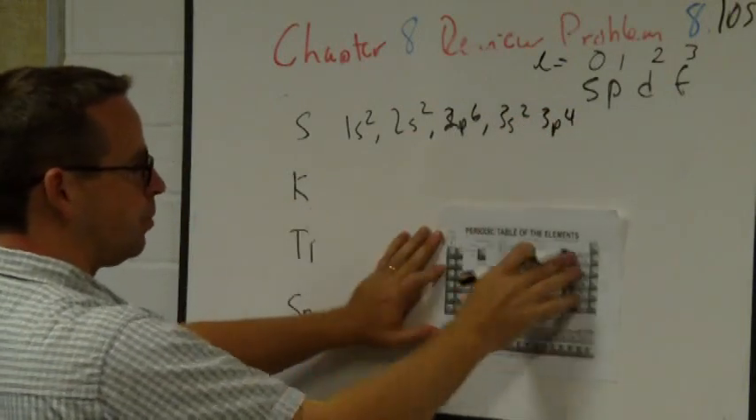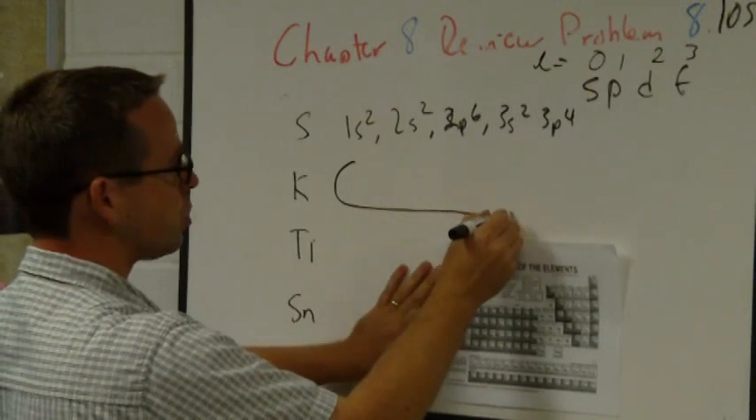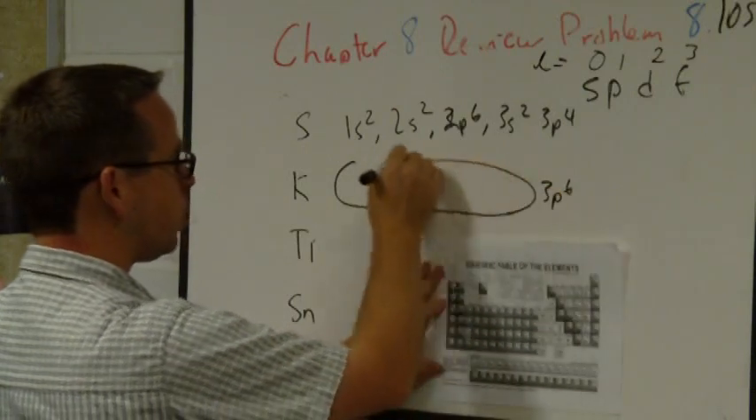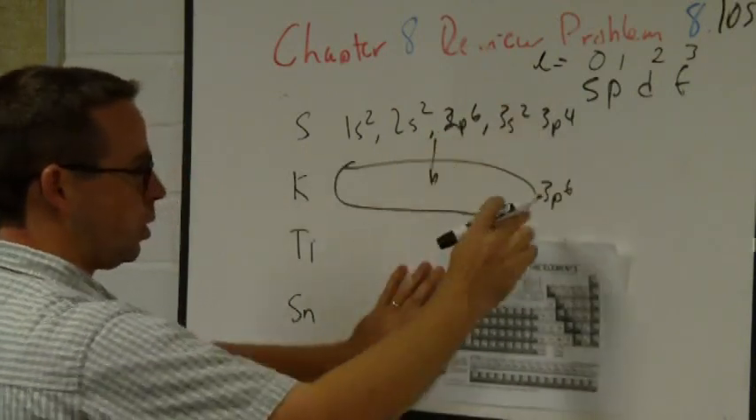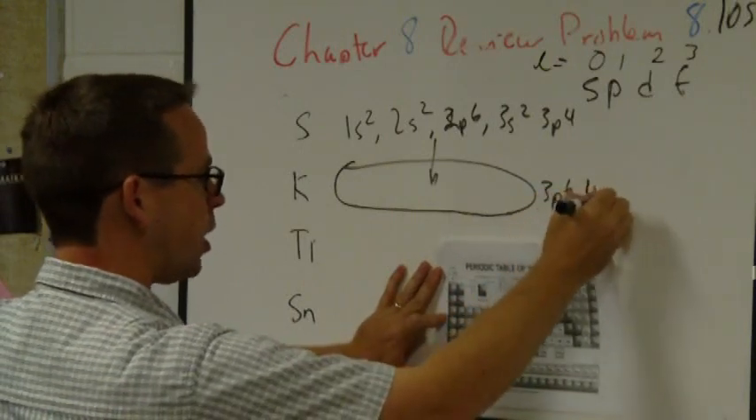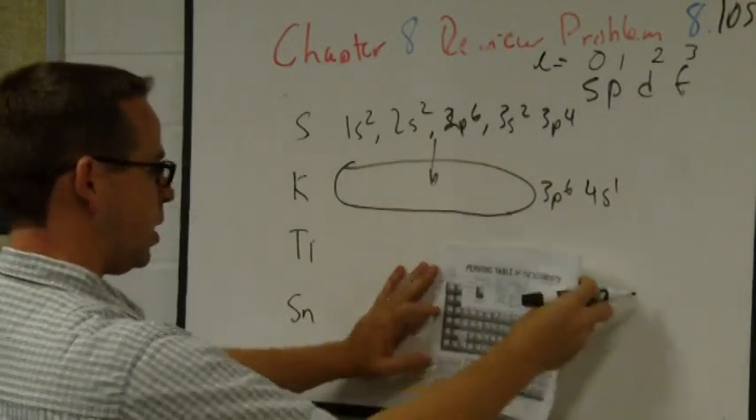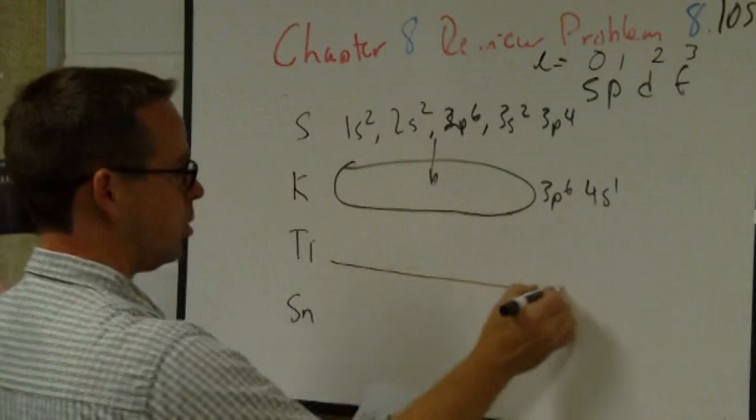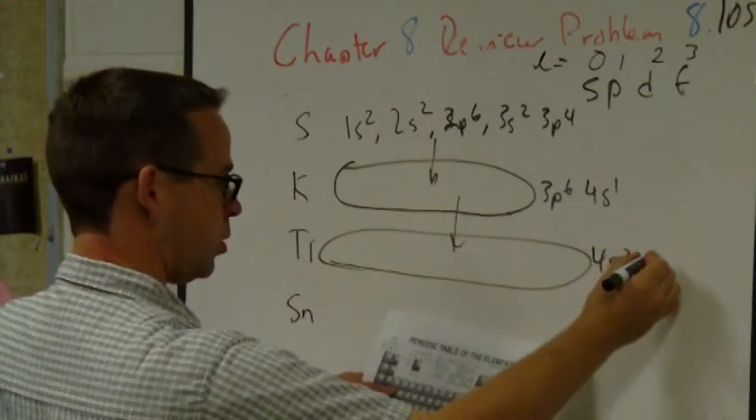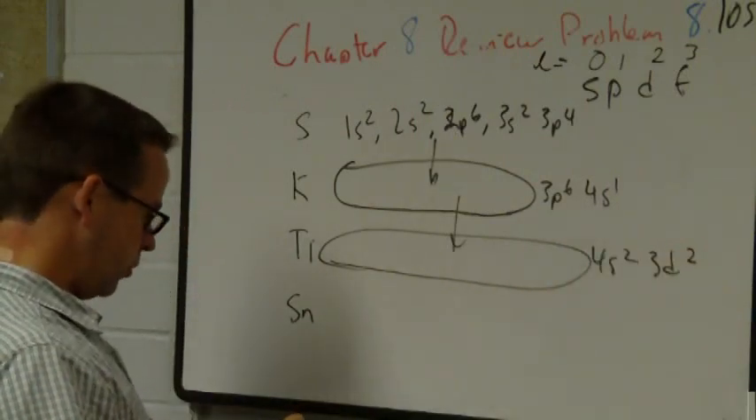For potassium, we have all this stuff before: 1s2, 2s2, 2p6, 3s2, and also 3p6, and then after 3p6 we have 4s1. That's potassium. For titanium, we have everything that was above, and we have 4s2 and then 3d2.